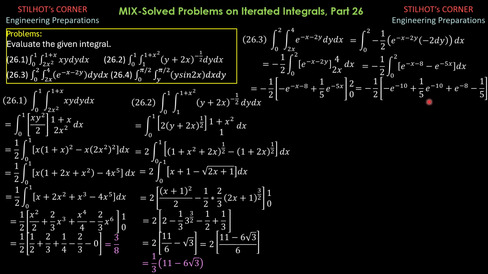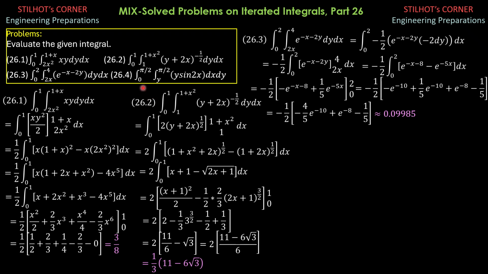So combining, we have negative 1/2 times negative 4/5 e to the negative 10 plus e to the negative 8 minus 1/5. Using the calculator, it just combined, then times negative 1/2, approximately this is equal to 0.09985.